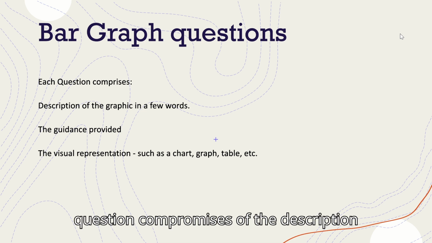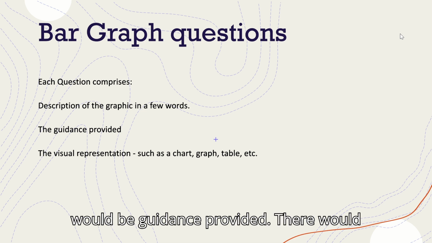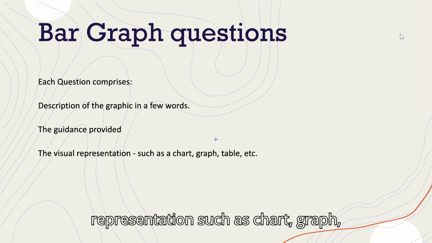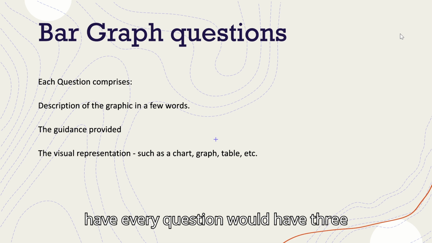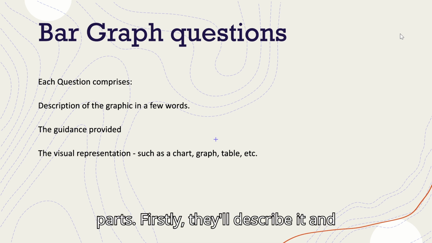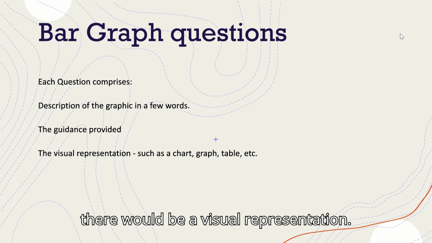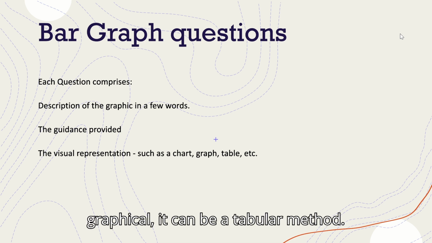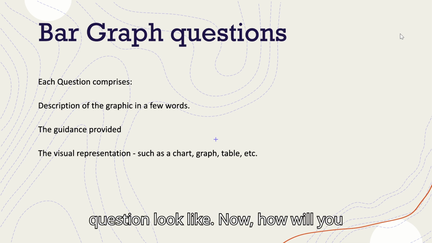Each question comprises a description of the graphic in a few words, and there would be guidance provided. There would be a summary provided, and a visual representation such as a chart, graph, table, etc. So every question would have three parts. Firstly, they'll describe it, there would be some guidance over it, and there would be a visual representation. It can be a pie chart, it can be graphical, it can be tabular. So that is how your question would look.